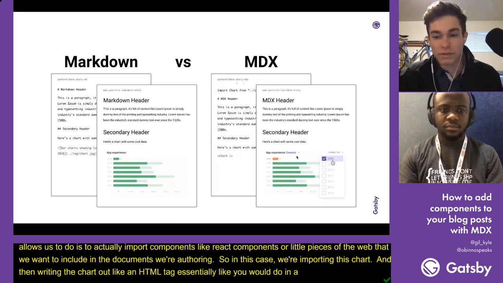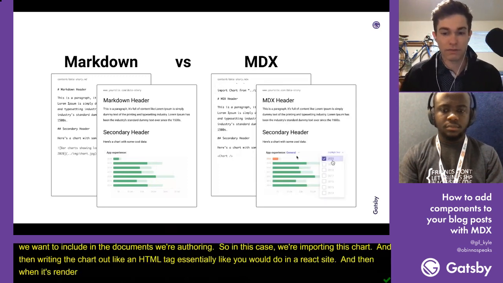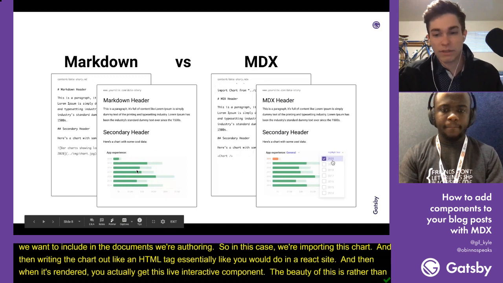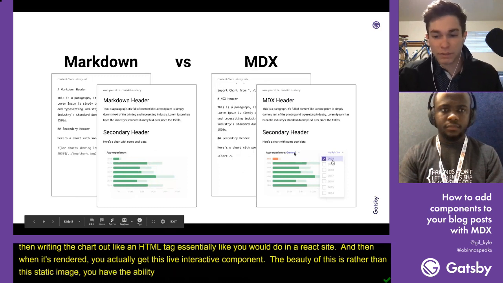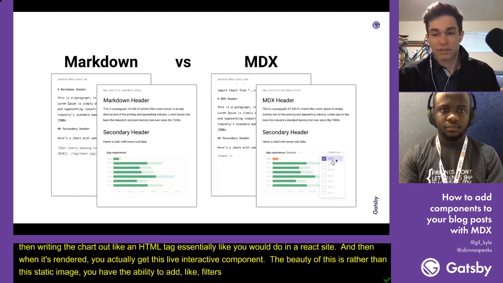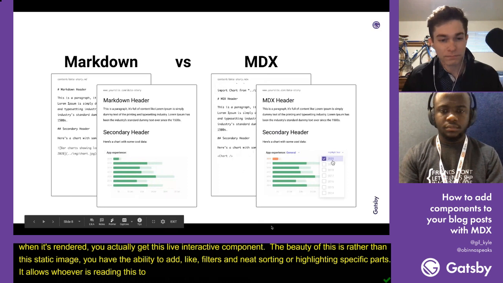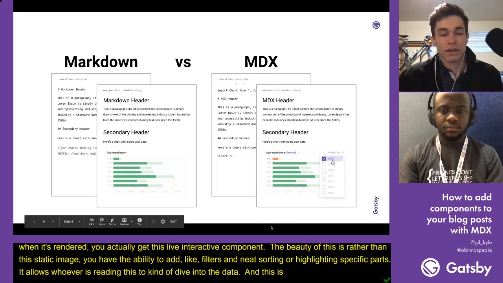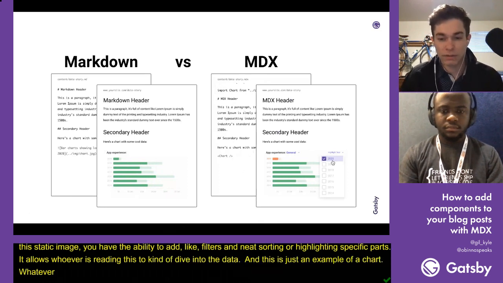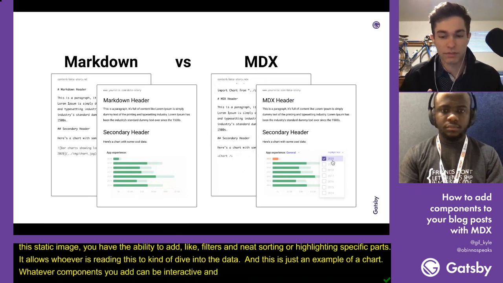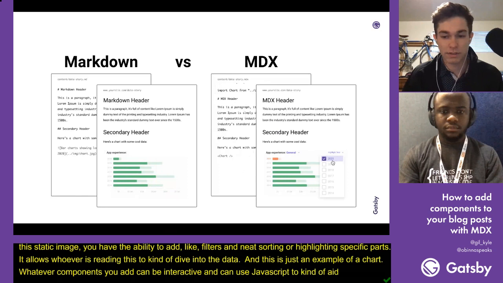And then when it's rendered, you actually get this live interactive component. The beauty of this is rather than this static image, you have the ability to add filters and neat sorting or highlighting specific parts. It allows whoever's reading this to dive into the data. And this is just an example of a chart. Whatever components you add can be interactive and can use JavaScript to aid the learning experience or the reading experience in neat ways.